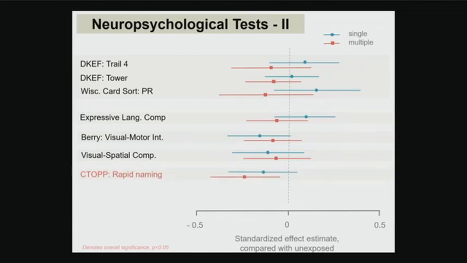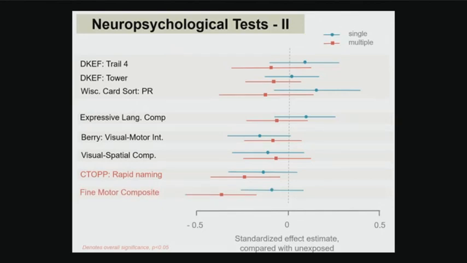Rapid naming through the C-top, significant effect of multiple exposures. This is a task where kids are able to rapidly name a string of letters or numbers, and it's how fast they can name them. So multiple exposed kids were a little slower than their controls.